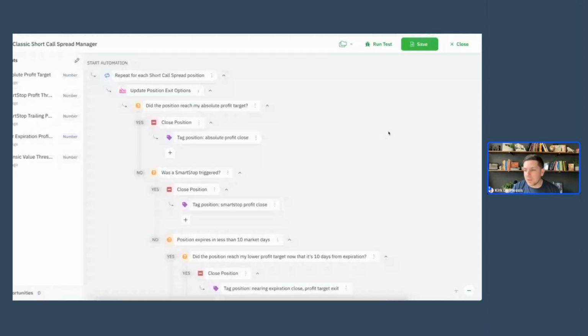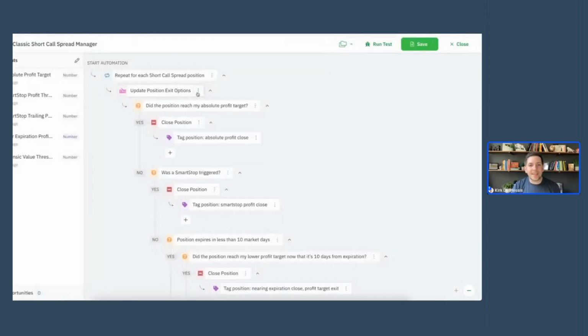Maybe start thinking about doing something like, if the market is in an uptrend, use these exit options. If the market's in a downtrend, use these exit options. If your position is 50 days from expiration, use these exit options. If it's 10 days from expiration, use these exit options. You can really do some pretty cool stuff by setting those exit options on the fly as you go. So you can put the update action any place in here and update a single position, update all positions. It doesn't matter.